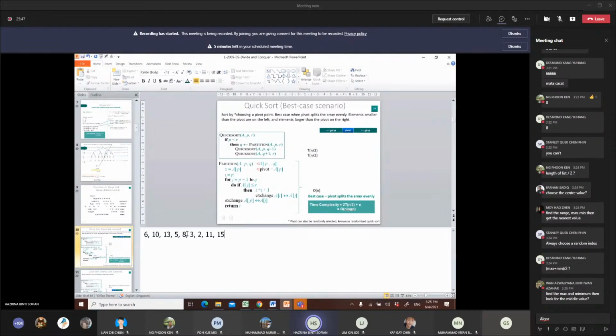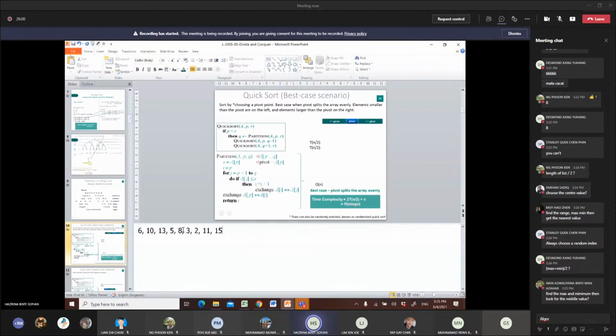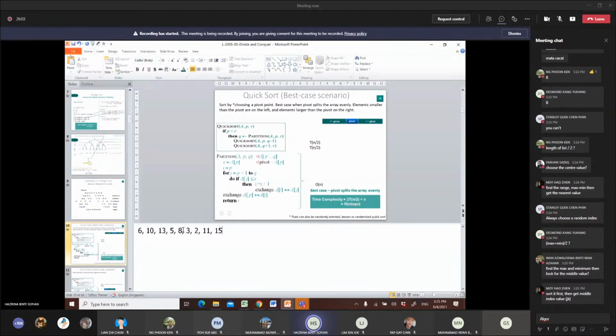Yeah, Desmond. Max plus min divided by 2, and we still need to add some range, because let's say we divide by 2 but there's no number to that, right? Then get the nearest value, like what Moi said. Then sort it first, then get in the middle. Okay, we cannot sort it first because this quick sort is for sorting.